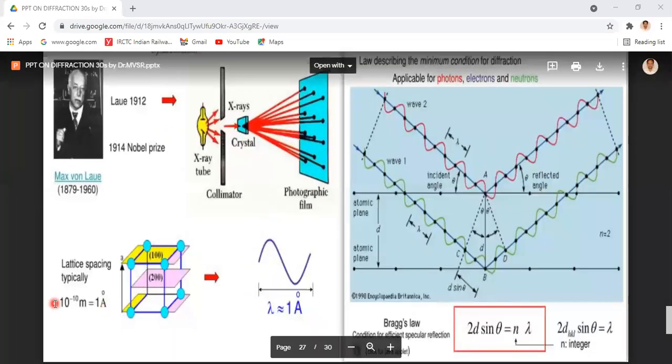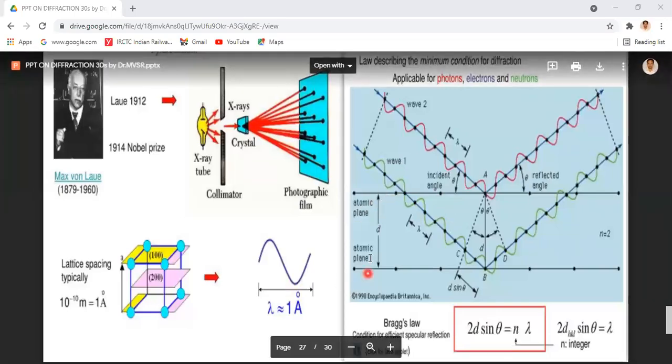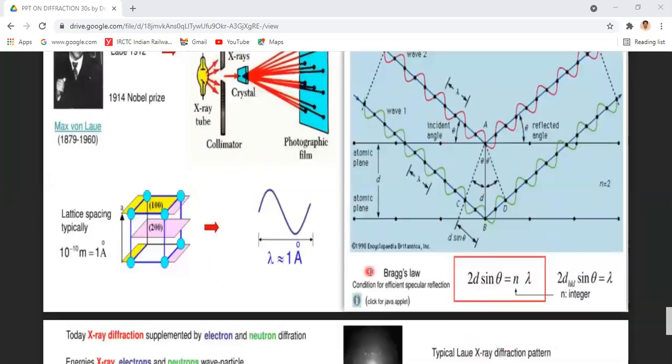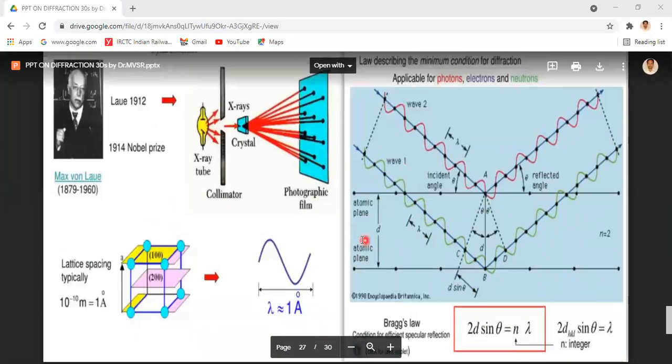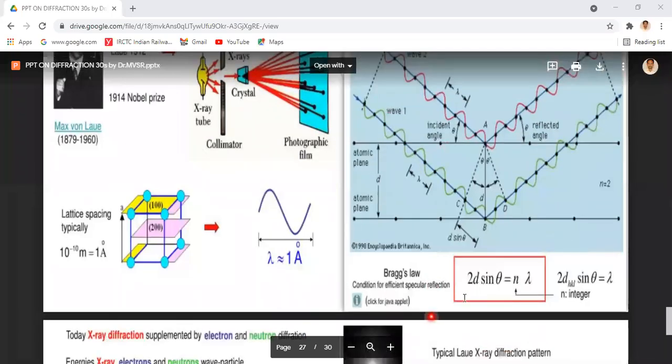Coming to this one, the lattice spacing, typically a. This is 100, this is 200, and this is the lower plane. So this is a. 1 angstrom is equal to 10 power minus 10 meters. Here the slit width is 1 angstrom particularly. In the diffraction of X-rays, we get a very important equation, that is Bragg's law.